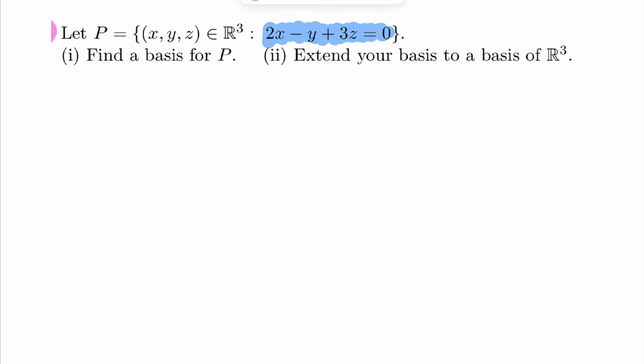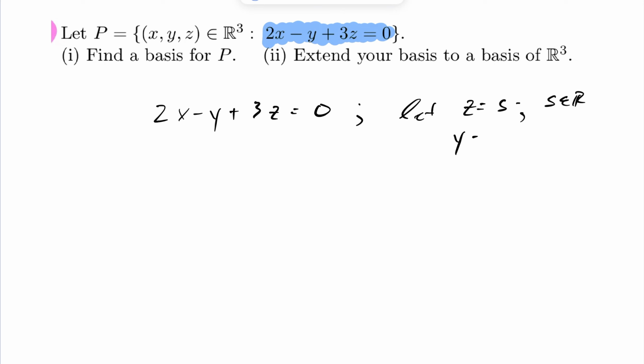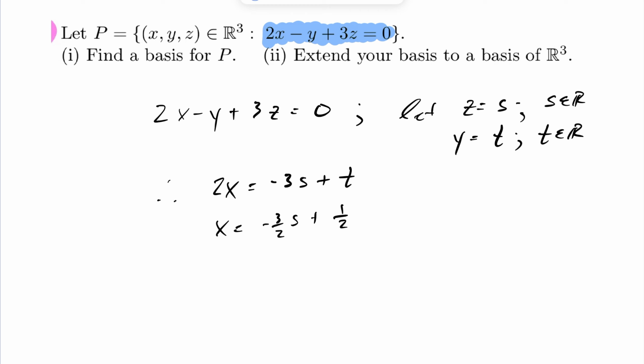So how to start this off here is we're just going to solve the system. I have an equation, 2x minus y plus 3z is 0. And essentially I have one equation, 3 unknowns. So I have to introduce some parameters. I'm going to go ahead and let z equal s, where s is any real number. I'm going to let y equal t, where t is any real number. And therefore, right away, I know that 2x is going to be negative 3s plus t, in which case x is going to be negative 3/2 s plus 1/2 t.